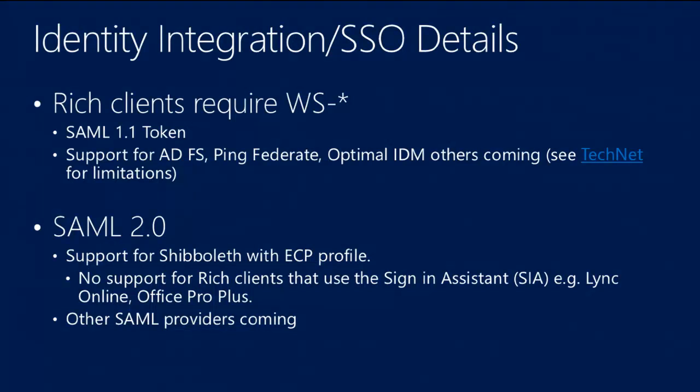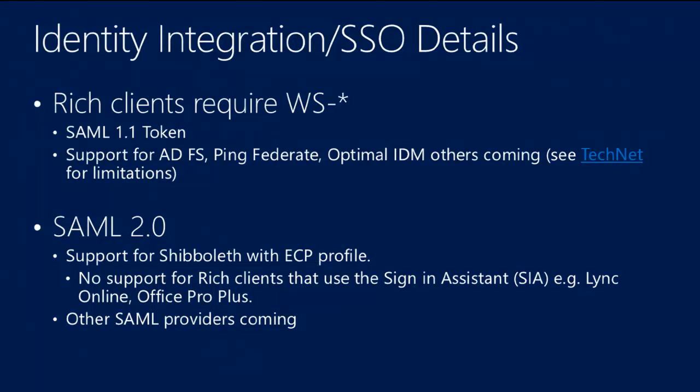So just some of the nitty-gritty details here of identity and SSO and the way that we actually work. This comes back to some of the Shibboleth and SAML setups. All of our rich clients, so the sign-in assistant particularly, is a WS-Star compliant application. They use a SAML 1.1 token. We don't support a SAML 2 token with WS-Star at this stage. But we do have support for more than one provider.